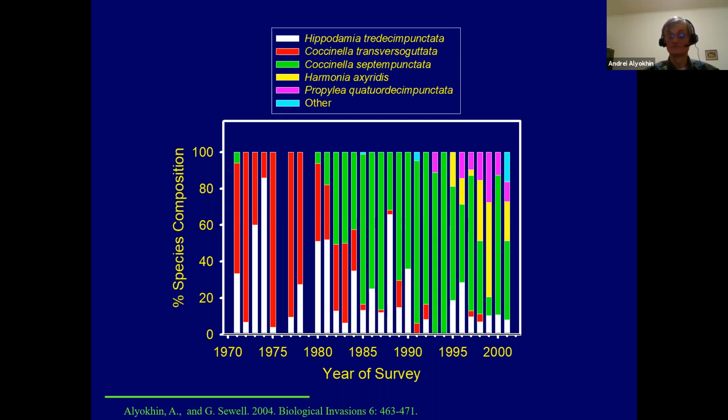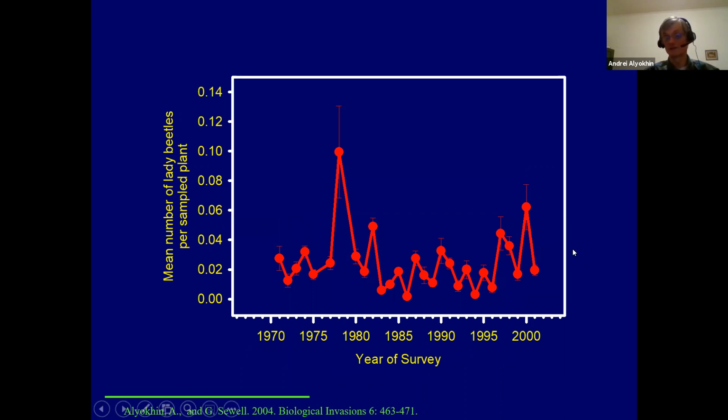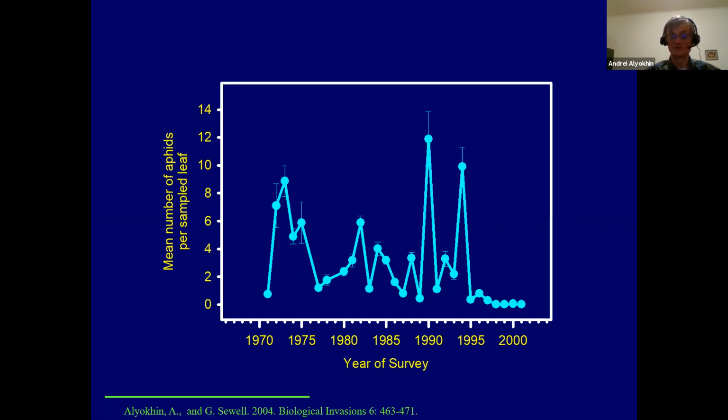Quite honestly, it's hard for me to believe, but the bottom line is that now we have a totally different community in potatoes in Aroostook County, which is more diverse, but those native species are found only at small densities, with Coccinella transversa guttata pretty much disappearing. I mean, it didn't go extinct, but it's hard to find. Overall abundance of lady beetles did not change much. There was this one big spike, but probably some kind of a fluke. In general, it stayed pretty flat, but their composition did change.